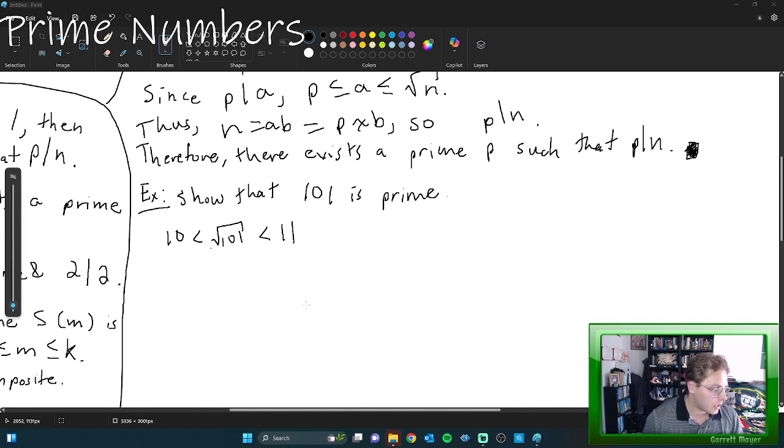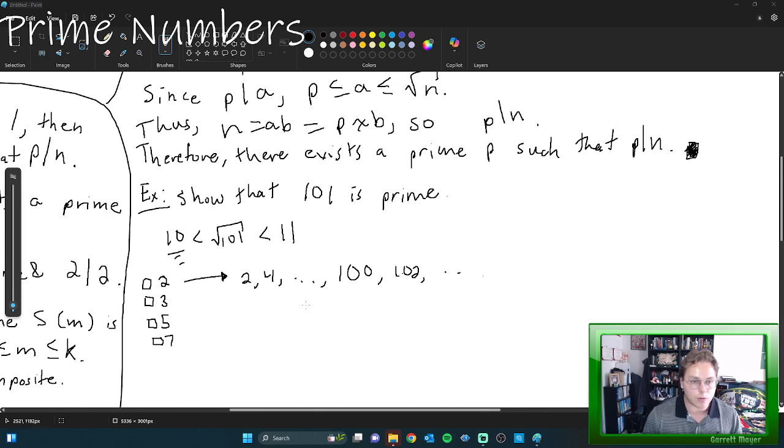So what we need to show is that every prime less than or equal to 10 does not divide 101. So the primes that are less than 10 are 2, 3, 5, and 7, and we'll just check them off when we know that they don't divide 101. So let's look at 2. For multiples of 2, we got 2, 4, continue all the way to 100, 102, and that shows that 2 does not divide 101, so we can cross that one out.